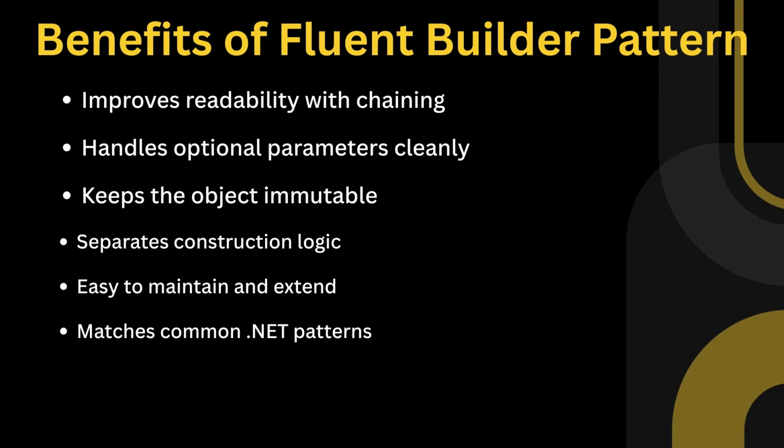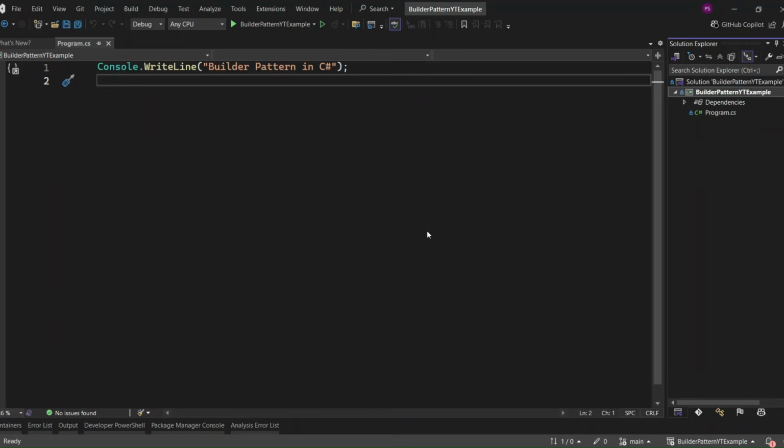Alright, now that we've covered the theory and benefits, let's move into the code. Here's what we're going to build in this example. We'll create a simple report generator in C#. This report will have a title, optional headers, optional data rows, an optional footer, and an export format, like PDF or Excel. We'll use the Fluent Builder Pattern to construct this report step by step, making the code clean, readable, and easy to extend. So, let's start by defining the object we actually want to build, the report class.